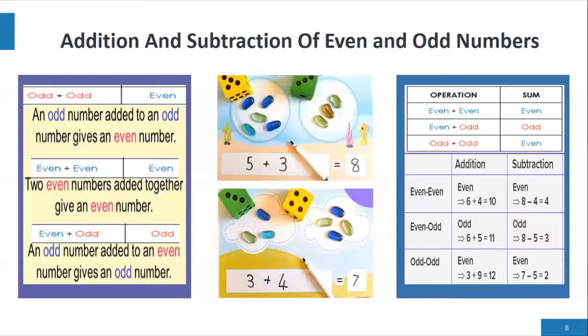So whenever we add or subtract two even numbers, the answer of addition and subtraction of two even numbers is always even. And whenever we add or subtract one even and one odd number, the answer would always be odd. And whenever we add two odd numbers or subtract two odd numbers, the answer would be an even number. I hope you understood the concept well.